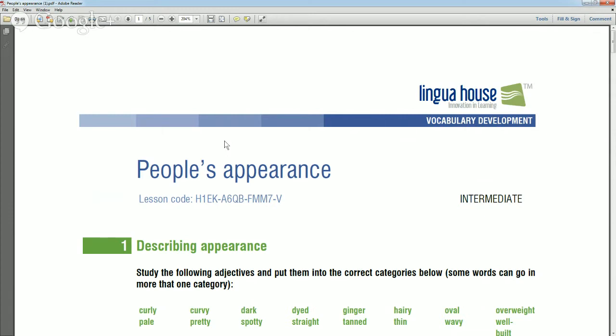All right. So again, the topic for this lesson is people's appearance. So describing what people look like is what we will be doing during this class.